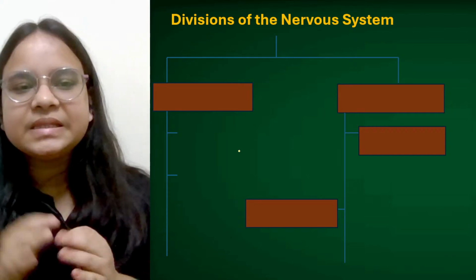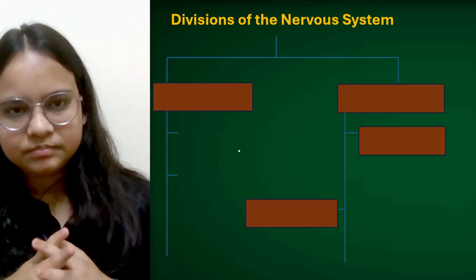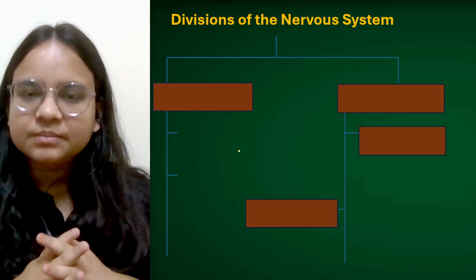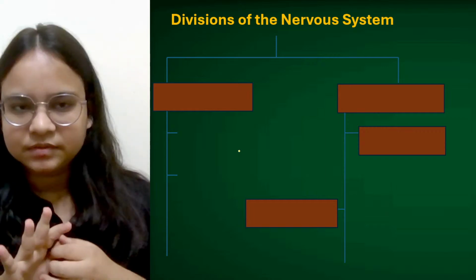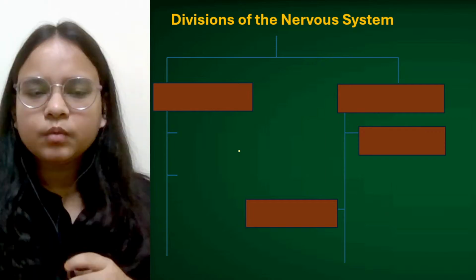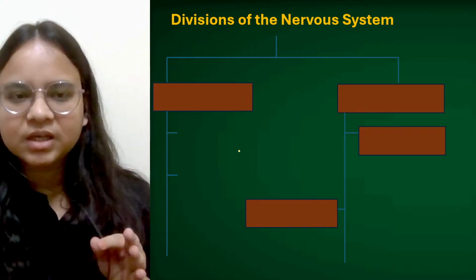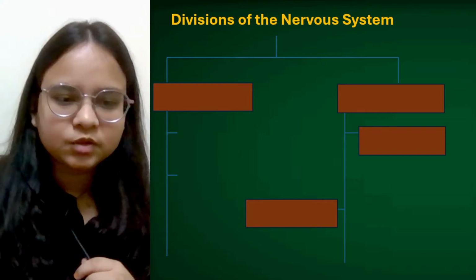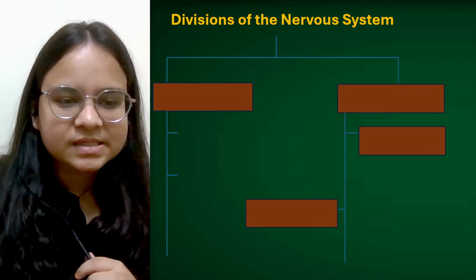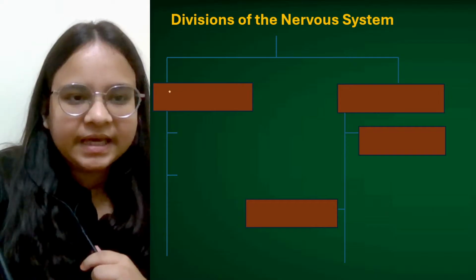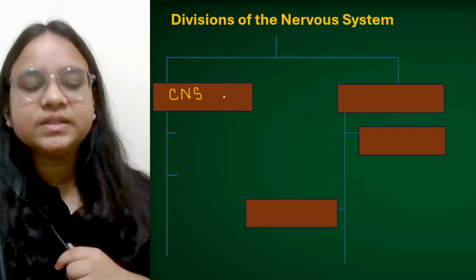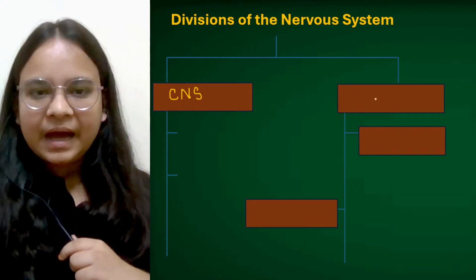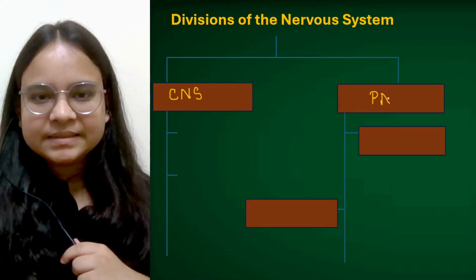So we are going to see the division of the nervous system. Our nervous system is made up of what components? The brain, the spinal cord, and the nerves. So we are going to divide the nervous system into two sections. One is what we call CNS, that is Central Nervous System. Then we have PNS, that is Peripheral Nervous System.